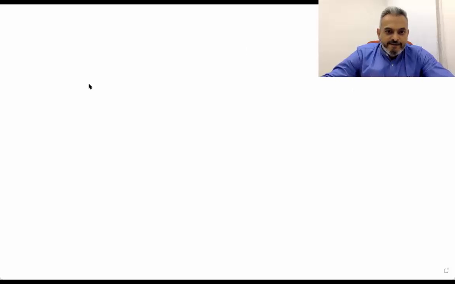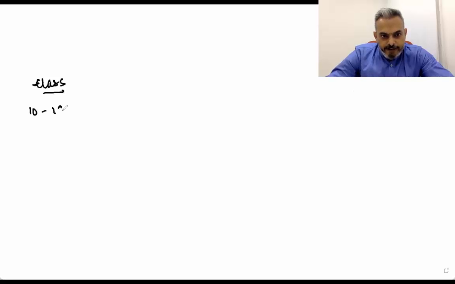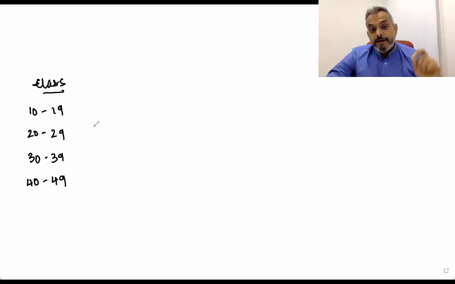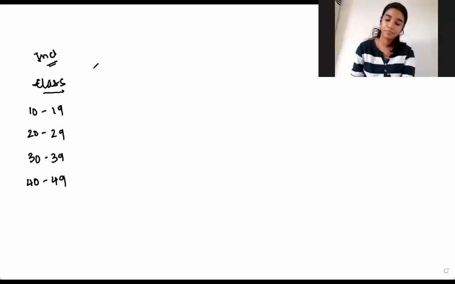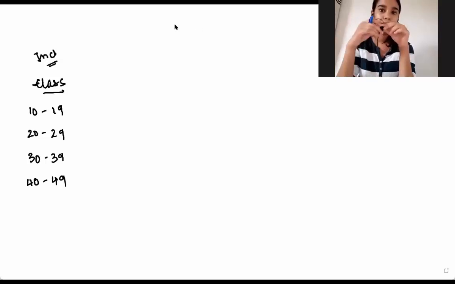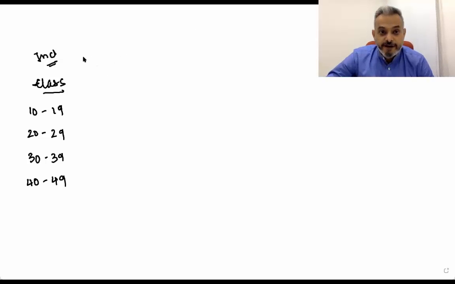So let's say this data class: 10 to 19, 20 to 29, 30 to 39, 40 to 49. Tell me, is this inclusive or exclusive? Inclusive. Very good, very good. Now we all know it is inclusive.